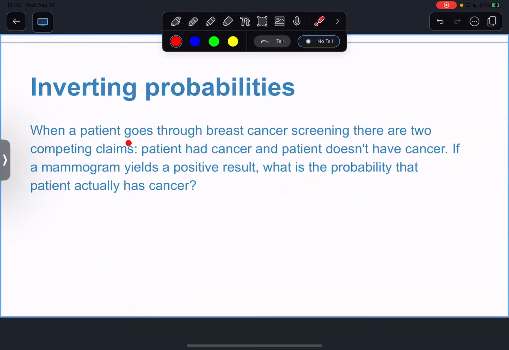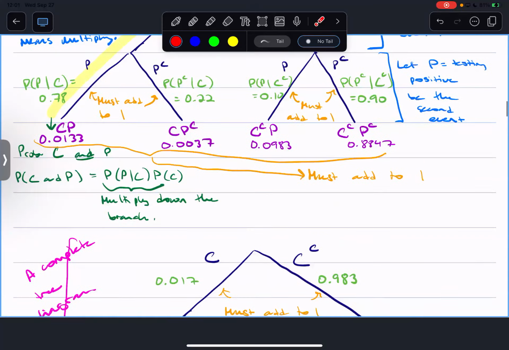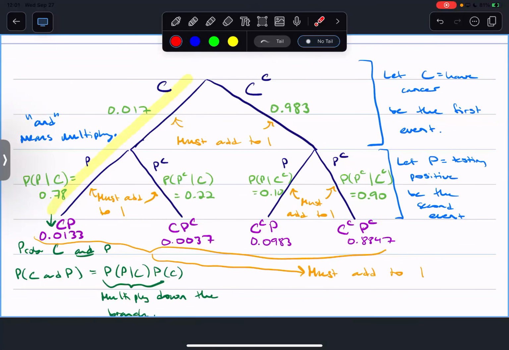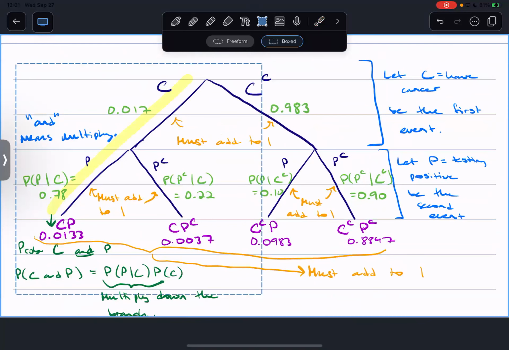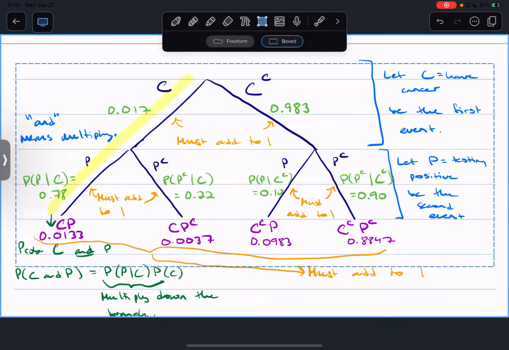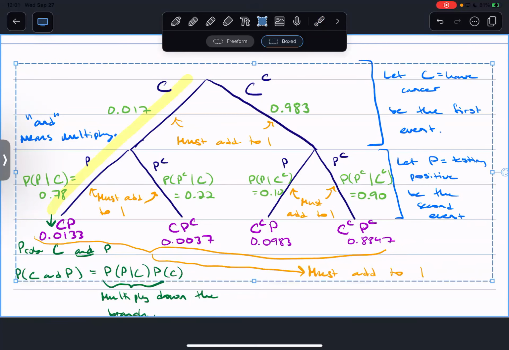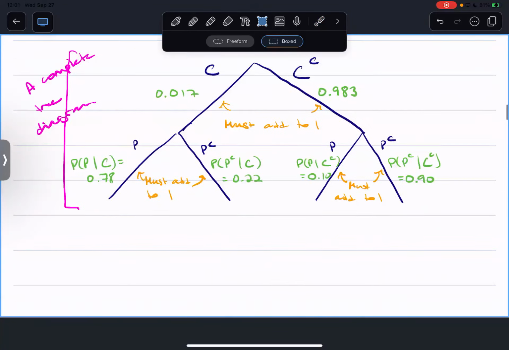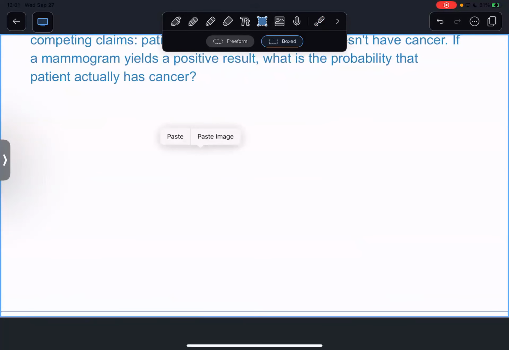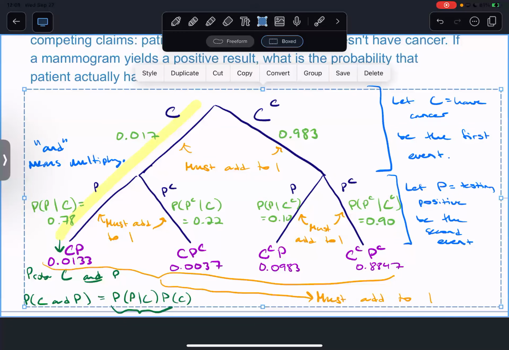So when a patient goes through breast cancer screening, there are two competing claims. The patient has cancer and the patient doesn't have cancer. If a mammogram yields a positive result, what's the probability that the patient actually has cancer? Okay. So what I'm gonna do is take this tree and figure out what I need from there to answer this question. And sure, I'm gonna copy it all and remove some stuff. Or a lot of stuff, I guess.